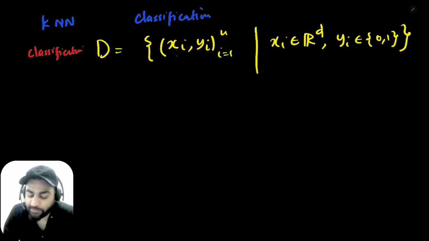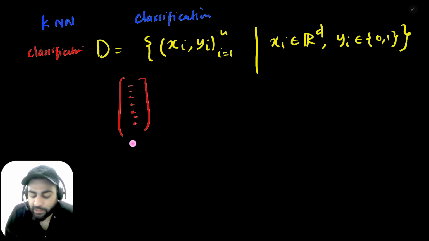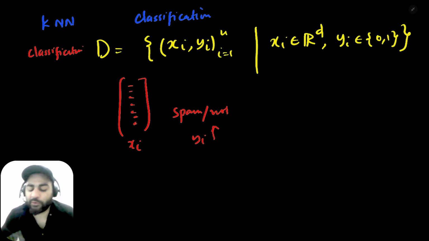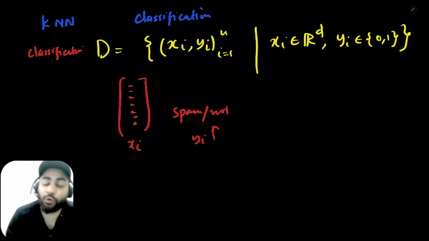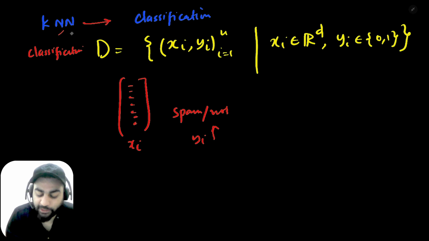Okay, so we have some data xi, something like this. For example, in our case, we had an email in which we had different words. So each xi was an email, and each label was spam or not spam. That was our yi. This is the setting of classification. So far we have used KNN for classification.